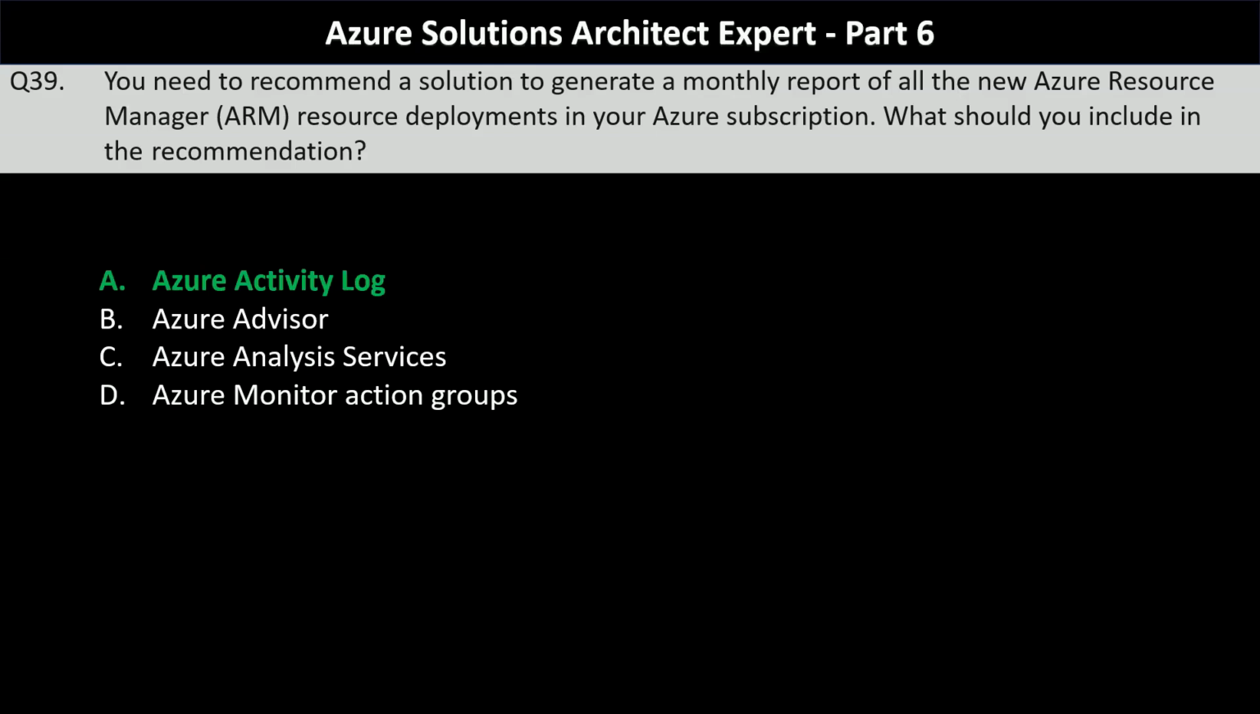Now, folks, let's understand why other options are incorrect. Azure Advisor provides recommendations for optimizing your Azure resources but does not track resource deployment events. Then Azure Analysis Services is a data modeling and analytics service not meant for tracking resource management events. And the final option, Azure Monitor Action Groups, triggers notifications or actions based on Azure Monitor alerts, but they don't track resource deployments.